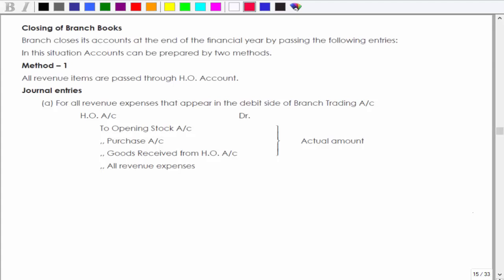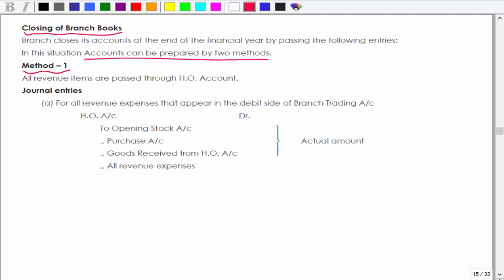In the previous session, we have seen how to incorporate the trial balance of branch in HO. Now we'll see how to close branch books. What is the procedure or what are the methods available for closing the books of branches? There are two methods. Accounts can be prepared by two methods. Let's see method 1 first.